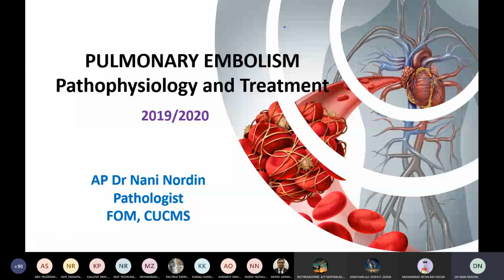So today we're going to talk about pulmonary embolism, mainly on pathophysiology. Actually, just a little bit on treatment. I don't know why the topic was put like that in treatment, but we do have treatment in the learning outcome. Okay, so it requires a bit of recall on your general pathology on the thrombosis.